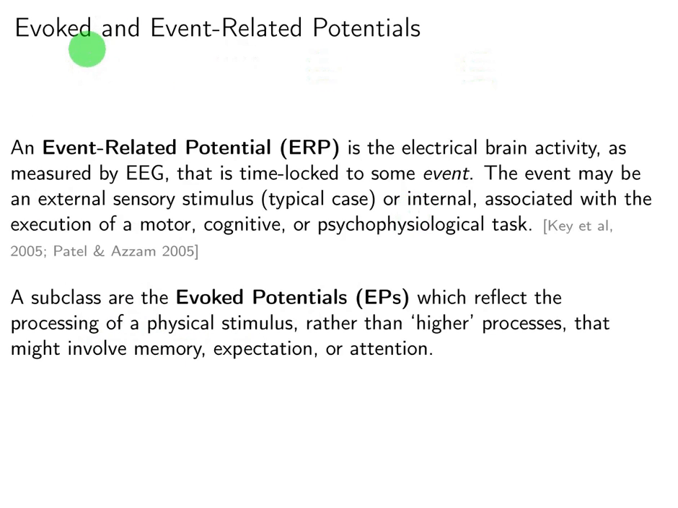Let's provide some formal definition of evoked or event-related potentials. So ERP, in short, event-related potential, is an electrical brain activity that can be measured by EEG signal. One of its important characteristics is that it's a time-locked response or potential to some event.